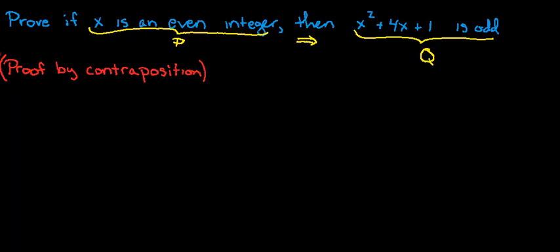Hello, in this video we're going to prove a claim which says if x is an even integer, then x squared plus 4x plus 1 is odd, and we're going to do this using a proof by contraposition.